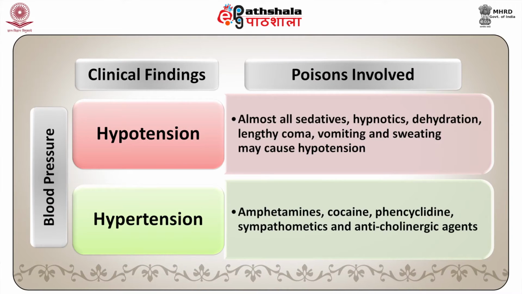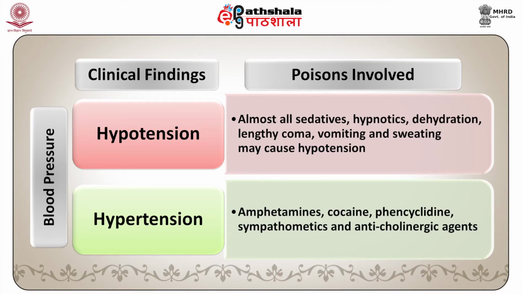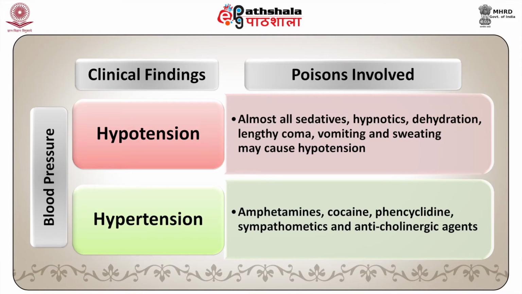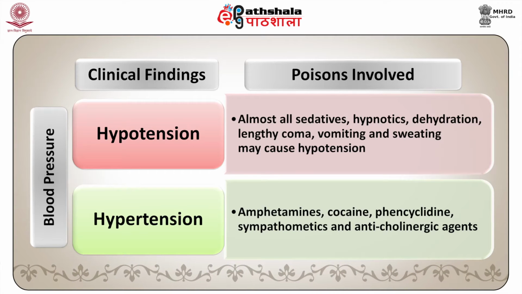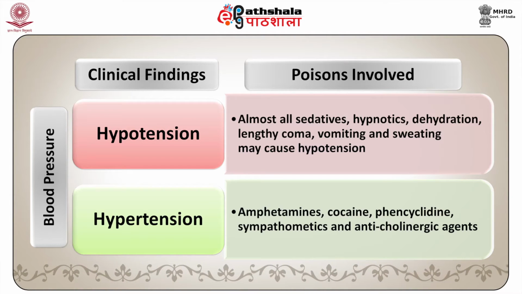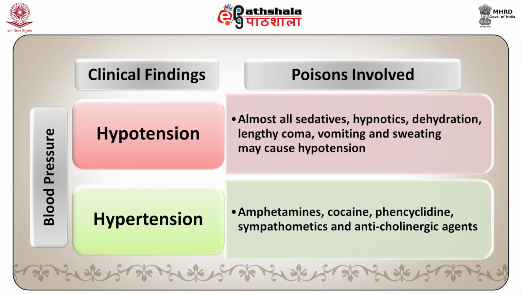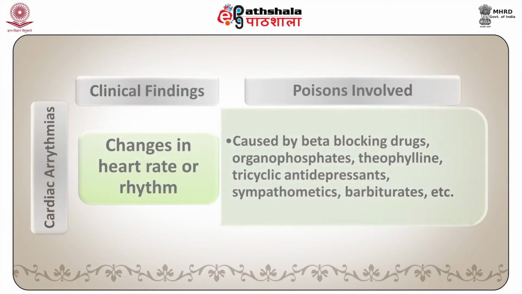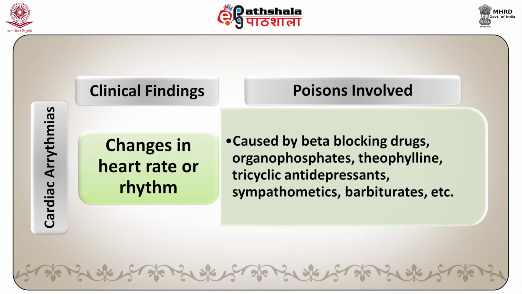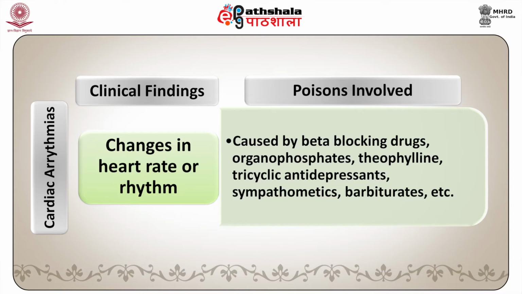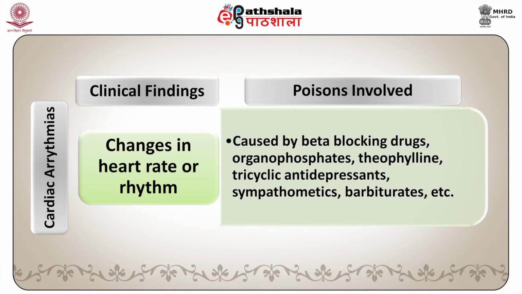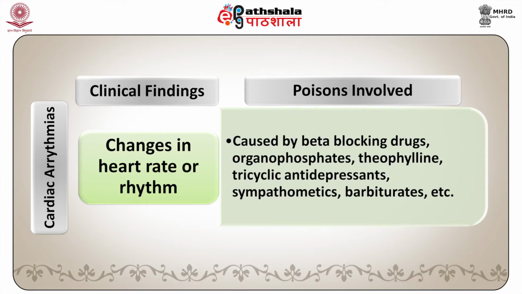Next is blood pressure. In case of hypotension, almost all sedatives, hypnotics, dehydration, lengthy coma, vomiting and sweating may cause hypotension. And in case of hypertension, it can be amphetamines, cocaine, phencyclidine, sympathomimetics and anticholinergic agents. Next is cardiac arrhythmias. That is the changes in heart rate or the rhythm, and it may be caused by beta blocking drugs, the organophosphates, theophylline, tricyclic antidepressants, sympathomimetics, barbiturates, etc.